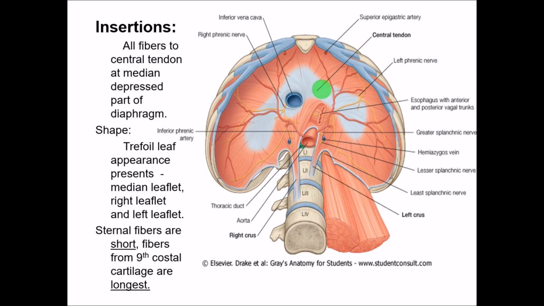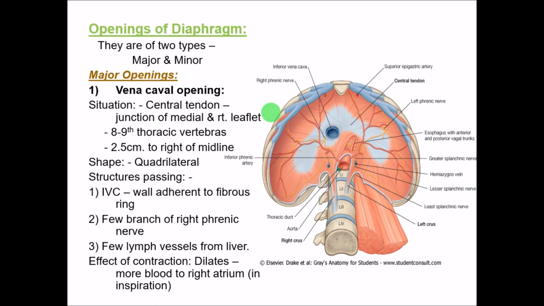The sternal fibers are short, and the fibers from the 9th costal cartilage are the longest. The sternal fibers coming from the sternum will be the shortest, and the fibers coming from the 9th costal cartilage will be the longest. Some fibers are long, some are short, depending on where they are coming from. The central tendon is very near to the xiphoid process, so those fibers are very short. The fibers coming from the 9th costal cartilage are much farther away, so they have to run all the way up to the central tendon, and so they are the longest.